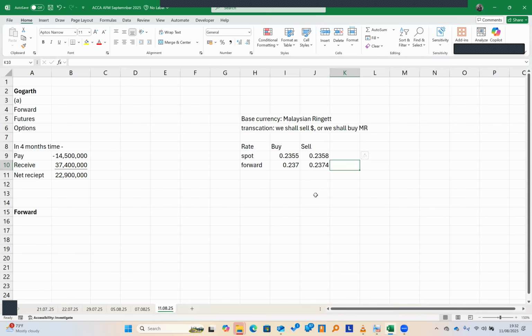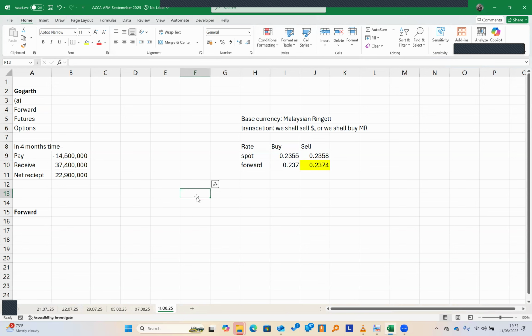Now, I said that when you see buy and sell, you need to understand who is buying, who is selling. Because remember, for us, we are going to have to sell dollars or we are going to buy Malaysian ringgit. Okay? And since we are going to buy Malaysian ringgit, the bank is going to sell it to us. So this buy and sell here is for the bank. The bank buys at this, the bank sells at this. So that means that for the forward rate, it is easy. We are going to use this rate.